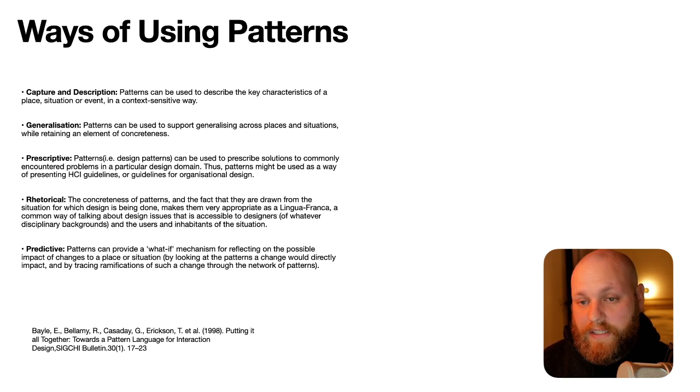Generalization. That's again very related to heuristics. These are generalizable features that we can find of any given technology interaction. Prescriptive patterns could be used to prescribe a solution space, or they could be used to describe a very particular set of outcomes. They might be in the form of, say, decision matrices or a flow diagram.